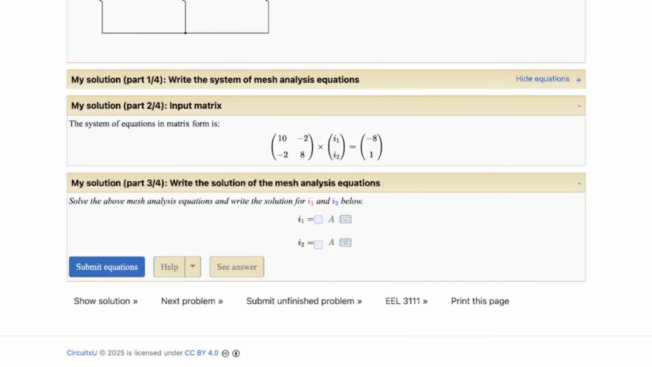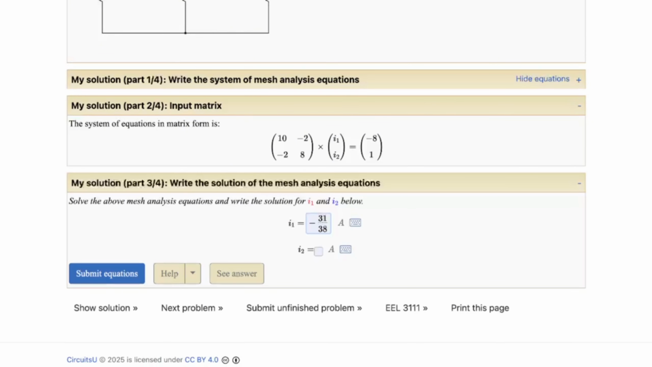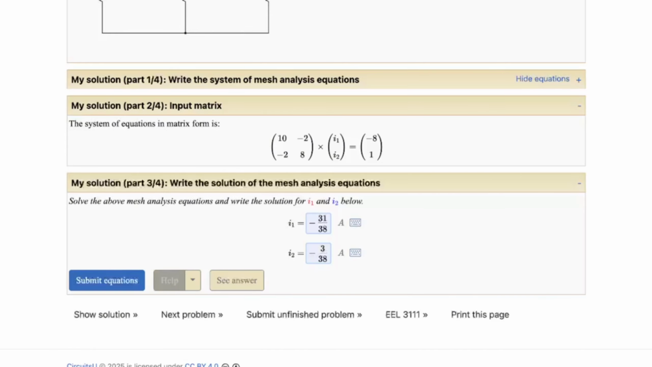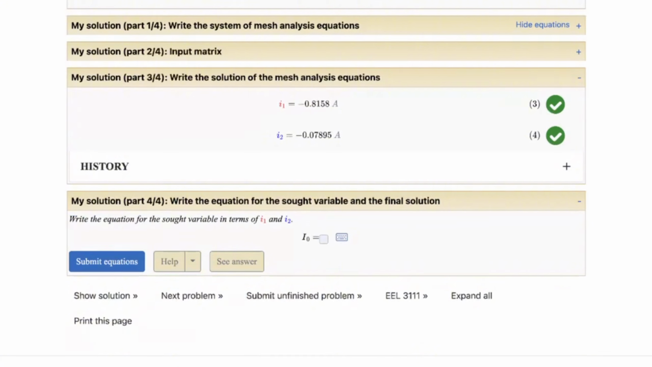Alright, so after inputting that into my calculator, I found that I1 equals negative 31 over 38, and I2 equals negative 3 over 38. Let's click submit. Looks good. Now we have to write the equation for the SOT variable in terms of I1 and I2.